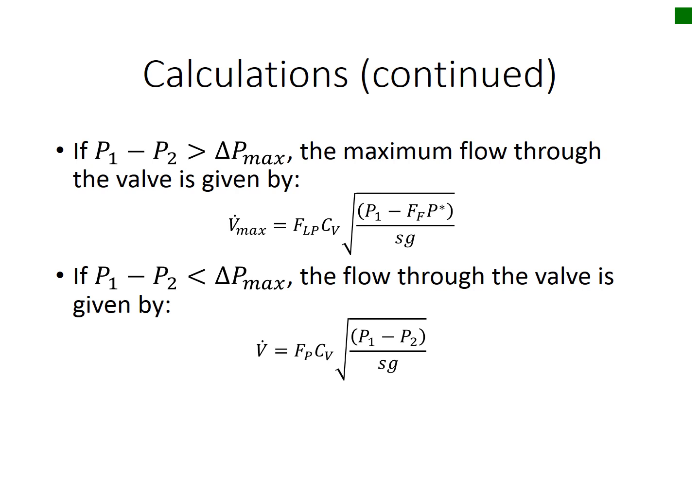If the upstream and downstream pressure difference, that is P1 minus P2, is greater than the maximum delta P max, then the maximum flow rate V dot max is given by this equation given here. If P1 minus P2 is less than delta P max, then we'll use the equation given below here, where we can be sure that there's not any cavitation happening at all.